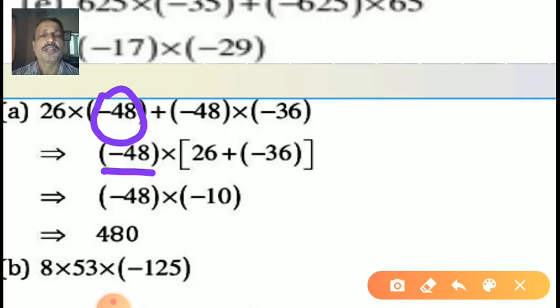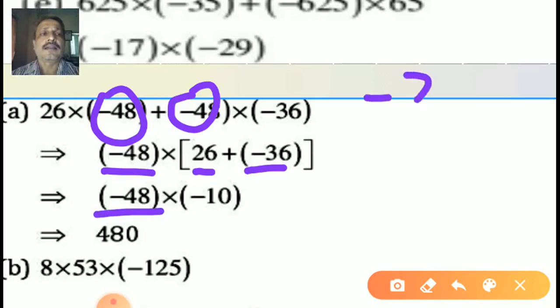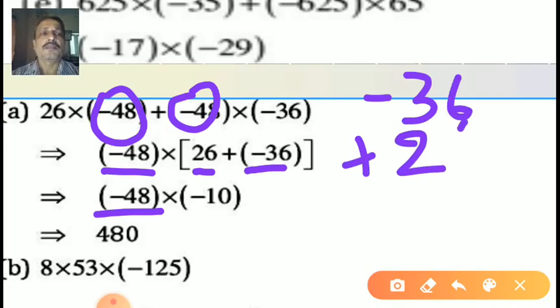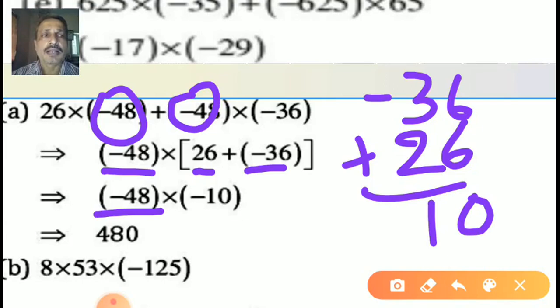If you take out minus 48 from here, what is left? Yes, only 26 is left. Look at the second number. If you take out minus 48 from here, what is left? Yes, minus 36 in the bracket. Look here, minus 48 is as it is, and we add minus 36 plus 26. Subtract it this way: 6 minus 6 is 0, and 3 minus 2 is 1. But which is the bigger number? 36. That's why the minus sign will be there. Yes, that's why here it is minus 10.